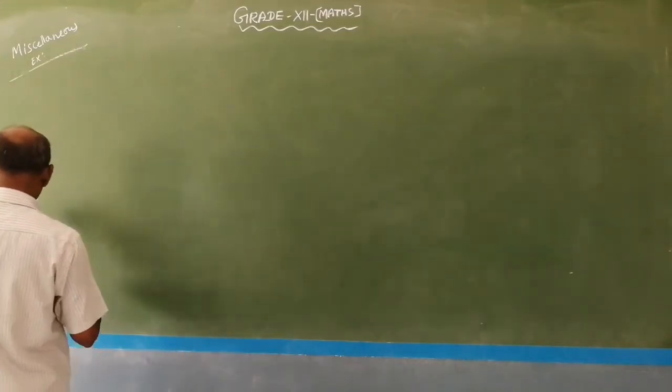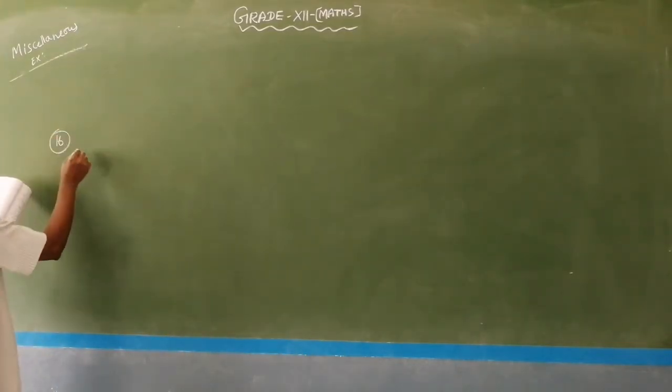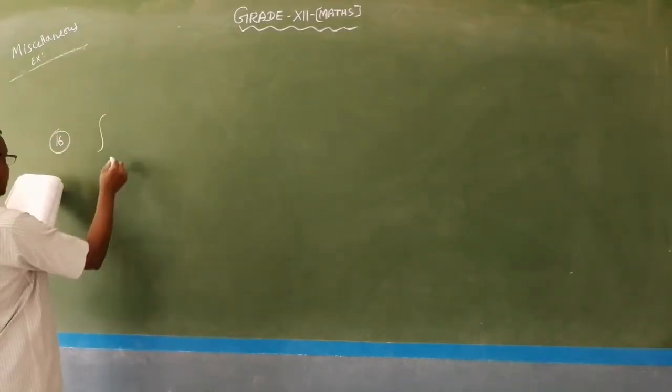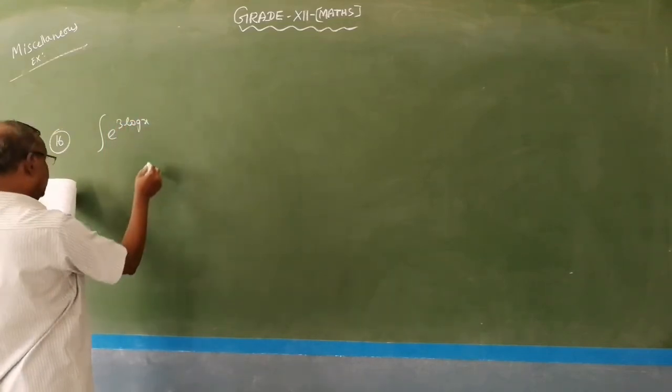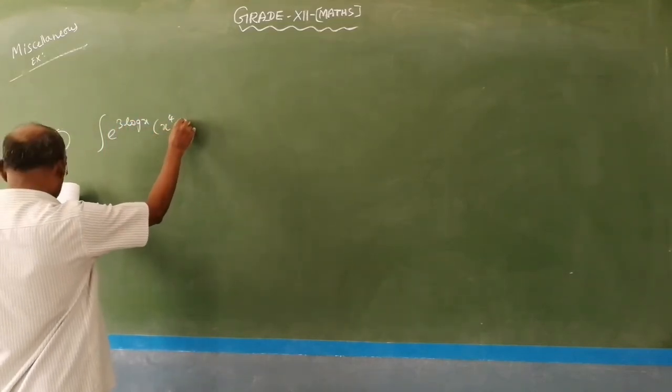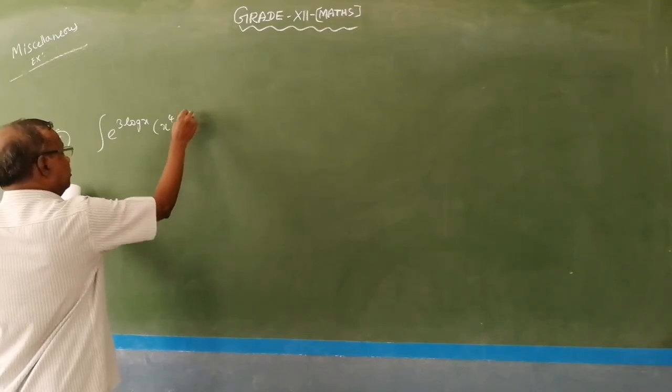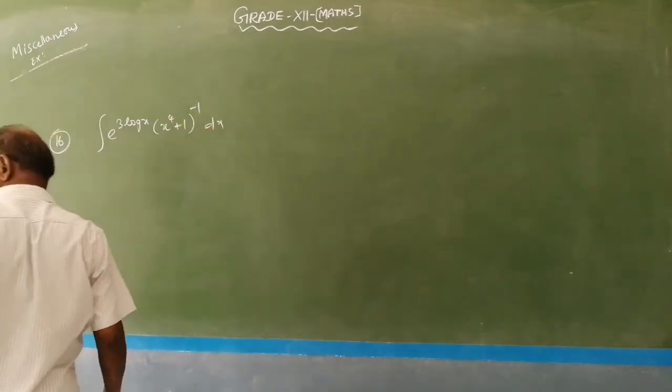Question number 16 also of previous type. So, question number 16, integral e power 3 log x into x power 4 plus 1 whole power minus 1 into dx.